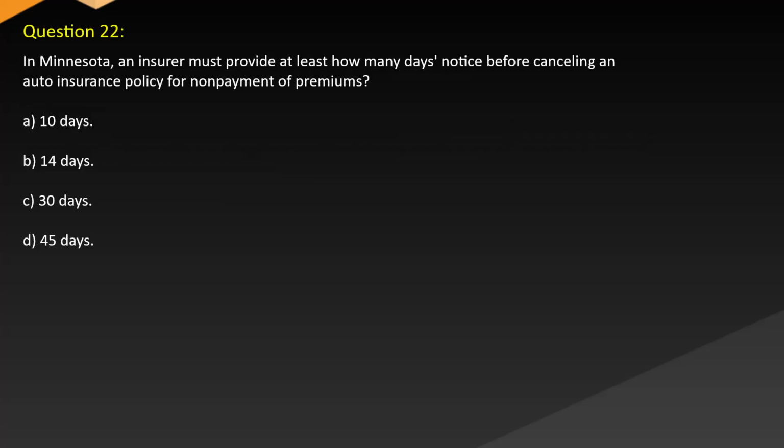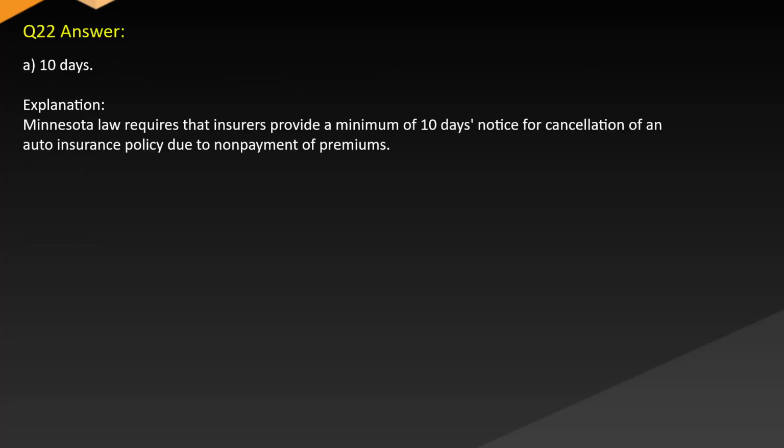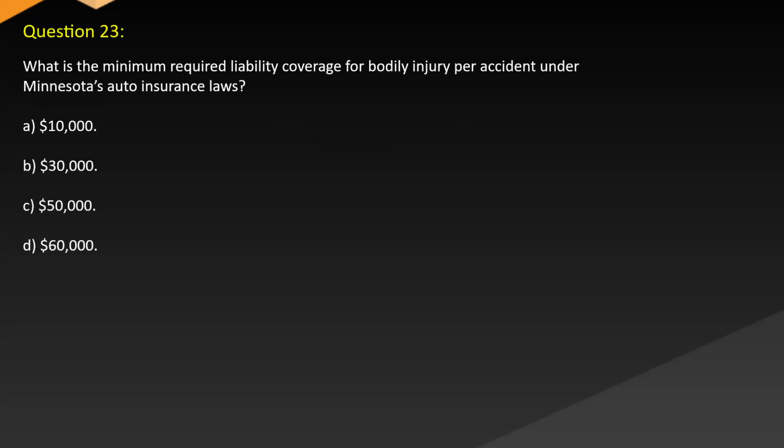Question 22. In Minnesota, an insurer must provide at least how many days' notice before canceling an auto insurance policy for non-payment of premiums? A. 10 days. B. 14 days. C. 30 days. D. 45 days. Answer A. 10 days. Explanation: Minnesota law requires that insurers provide a minimum of 10 days notice for cancellation of an auto insurance policy due to non-payment of premiums.